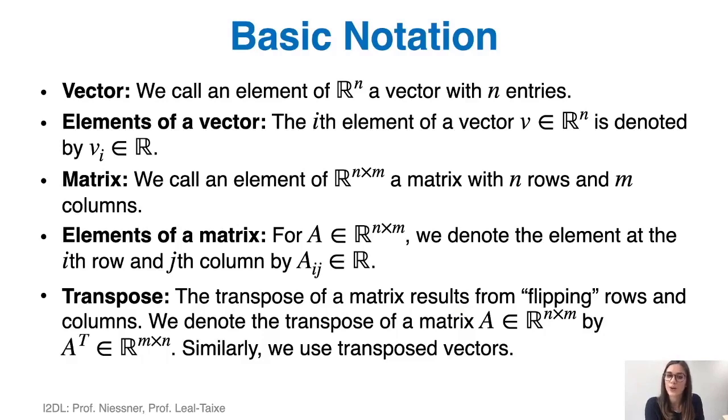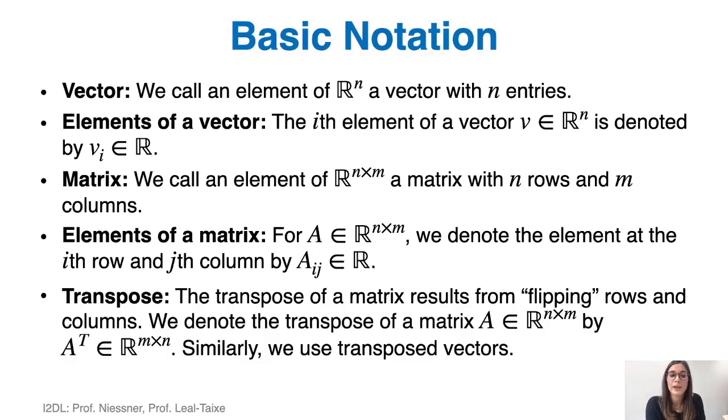Of course, a vector is not always an element of R^n, but in our case, we're just restricting ourselves to R^n here. So when we choose a vector v in R^n, we can refer to the ith element by using the index i. So the ith element of our vector v in R^n is then given by v_i, which is then an element in R, of course.